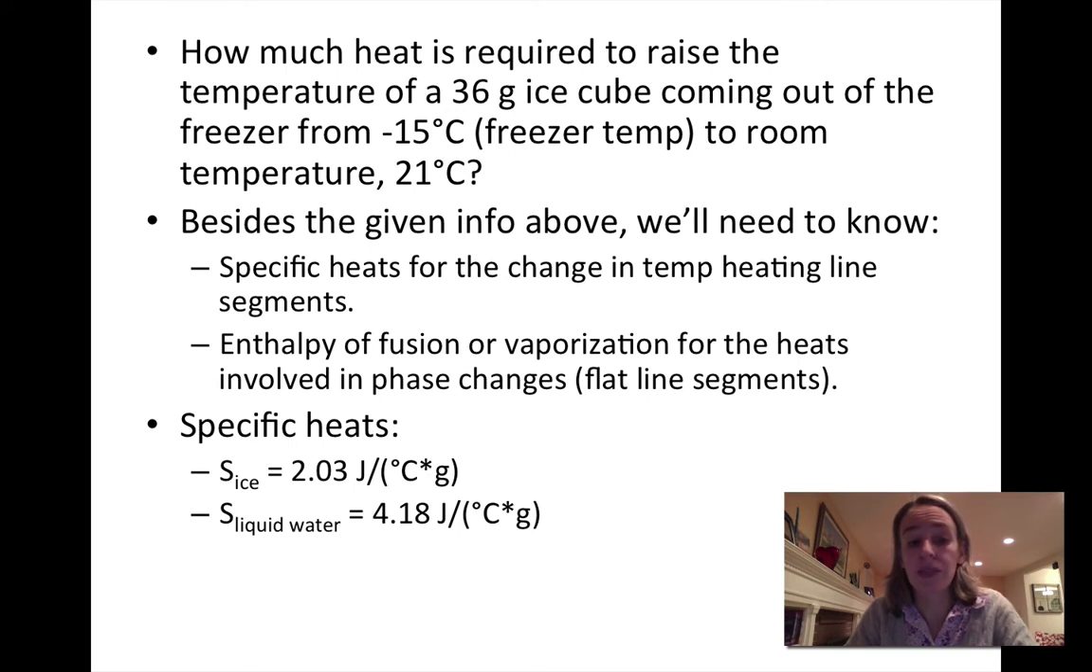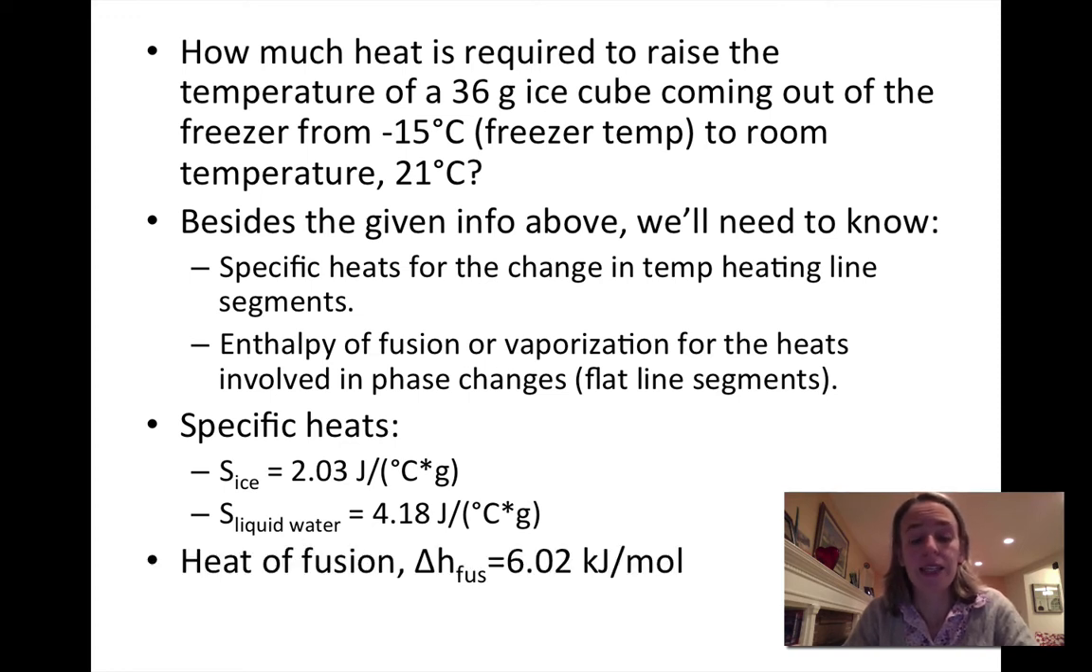Some values: the specific heat of water, we've used this a number of times before, 4.18 joules per degree Celsius per gram. But the specific heat of ice is actually less than the specific heat of water, 2.03 joules per degree Celsius per gram. And the heat of fusion of ice to water is 6.02 kilojoules per mole.